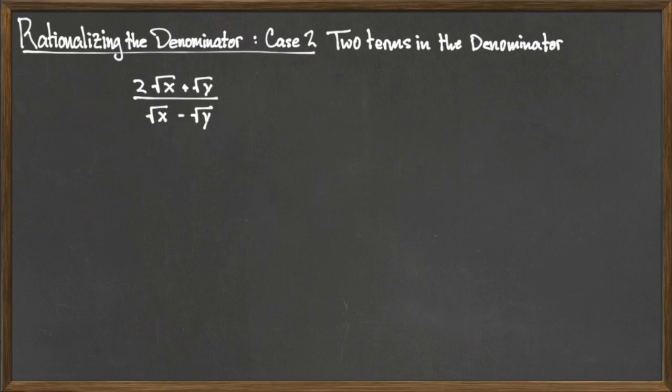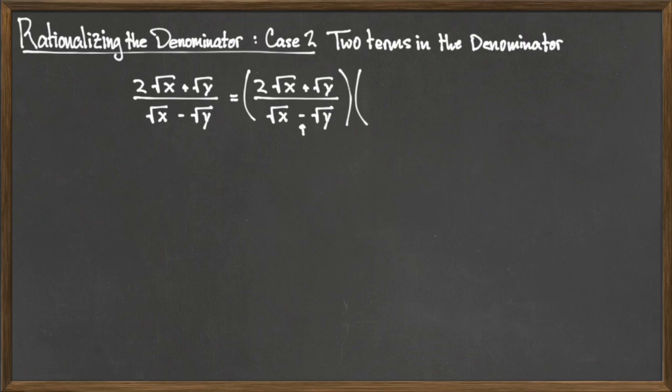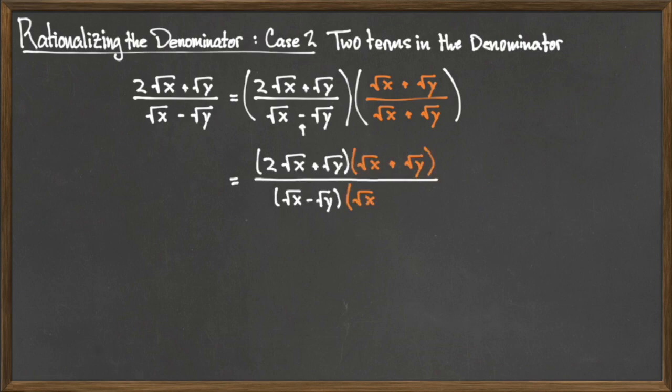Suppose that my quantity looks like 2 times root x plus root y divided by root x minus root y. I multiply by the conjugate. And the conjugate in this case is going to be the square root of x plus the square root of y divided by square root of x plus the square root of y. The original denominator term had a negative sign, so I change it to a plus. I have to FOIL my numerator, but my denominator simplifies just by the difference of squares formula.